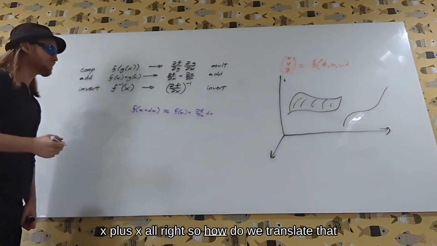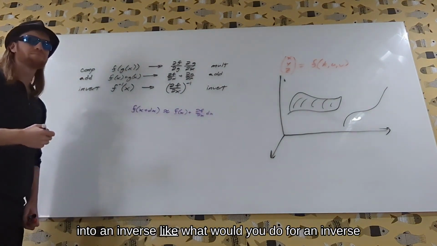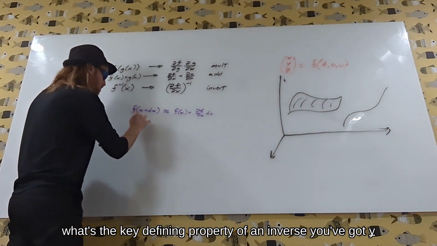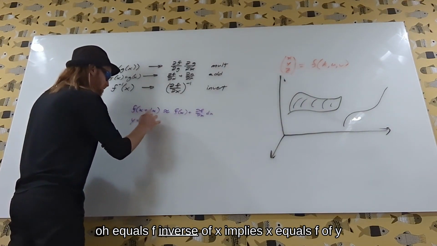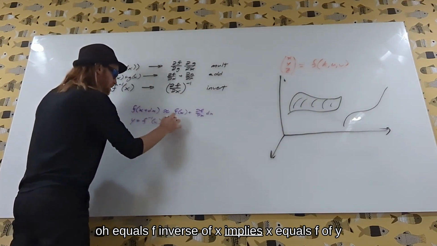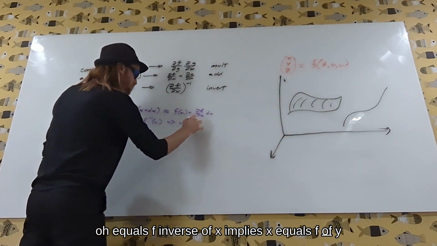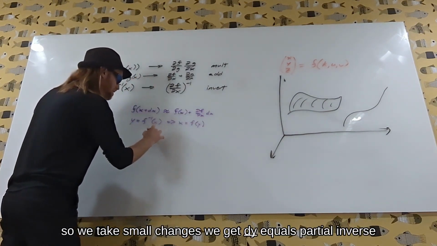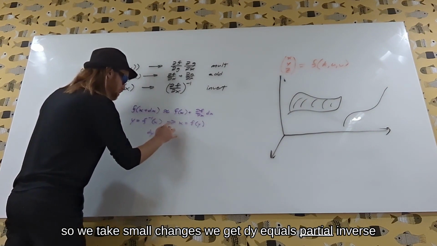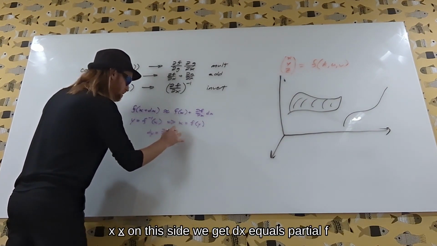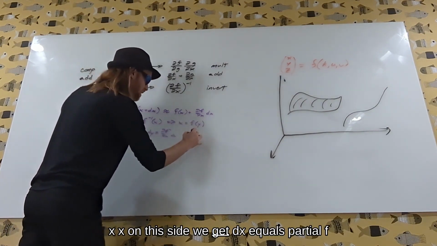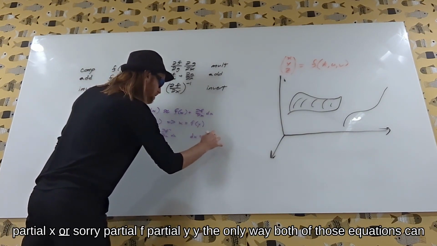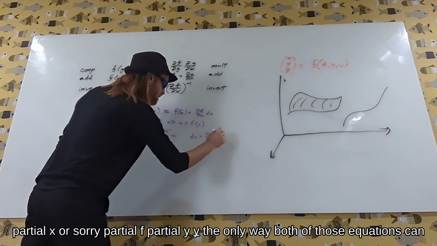So f of x plus dx is approximately f of x plus the Jacobian times dx. All right. So how do we translate that into an inverse? What's the key defining property of an inverse? You've got y equals f inverse of x implies x equals f of y. So we take small changes, we get dy equals partial f inverse partial x dx. On this side, we get dx equals partial f partial y dy.